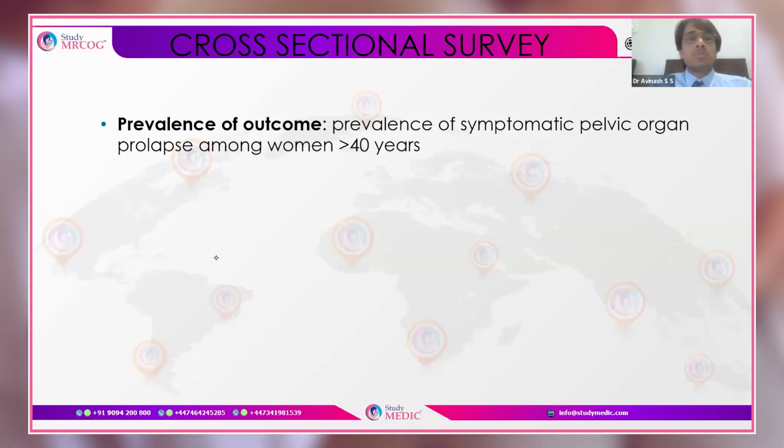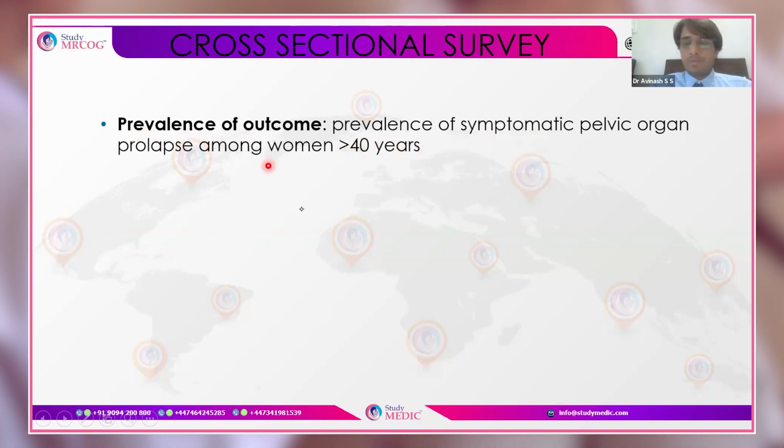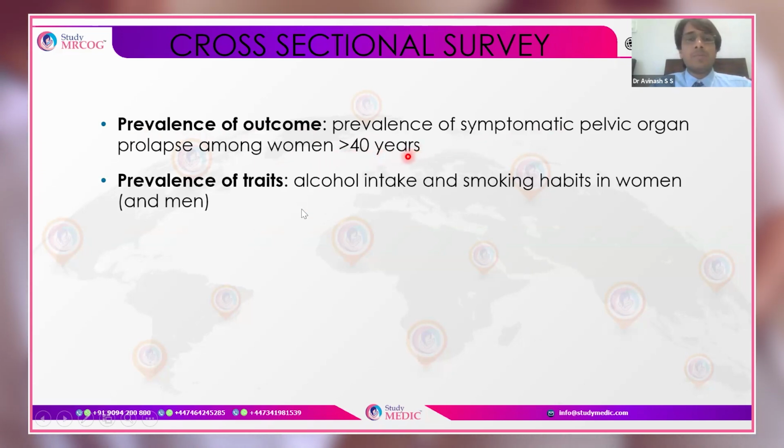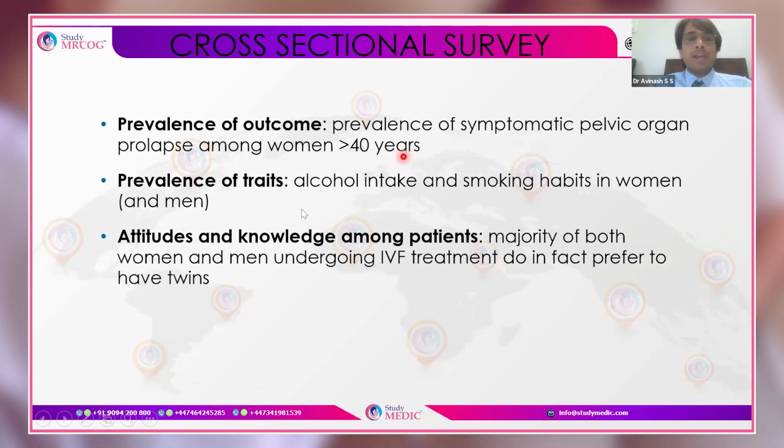Now, these are used to check the prevalence of the outcome. That is, prevalence of symptomatic pelvic organ prolapse, often among women of more than 40 years. Prevalence of traits, that is alcohol intake and smoking habits in men and women. To check the attitudes and knowledge among patients, that is, whether the majority of both women and men undergoing IVF treatment do in fact prefer to have twins or not.